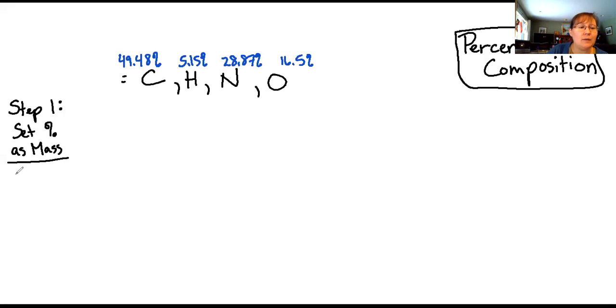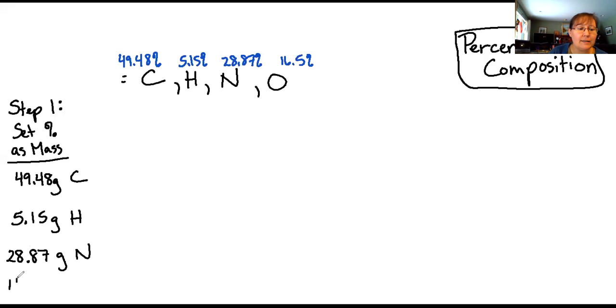And so we're going to set it and we're going to say, okay, well, then I have 49.48 grams of carbon and 5.15 grams of hydrogen and 28.87 grams of nitrogen and 16.5 grams of oxygen.